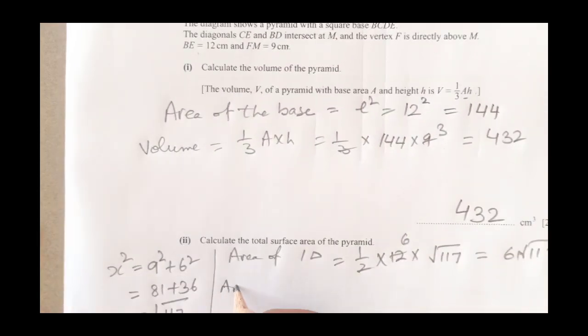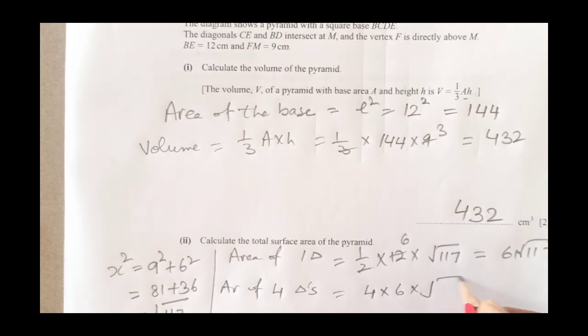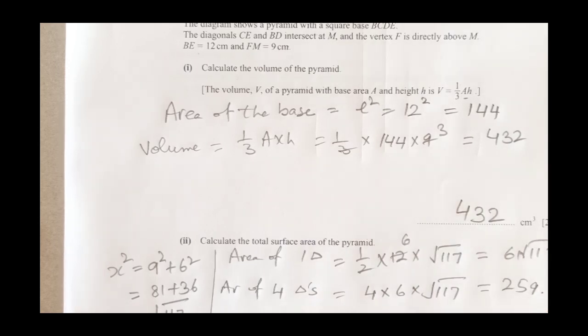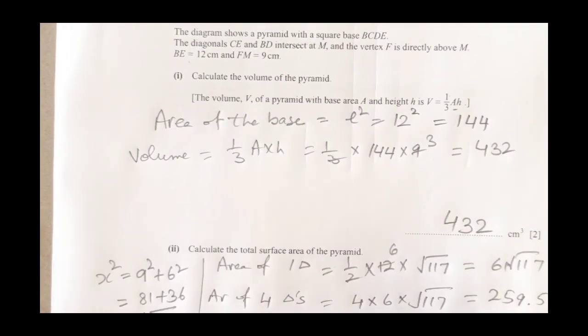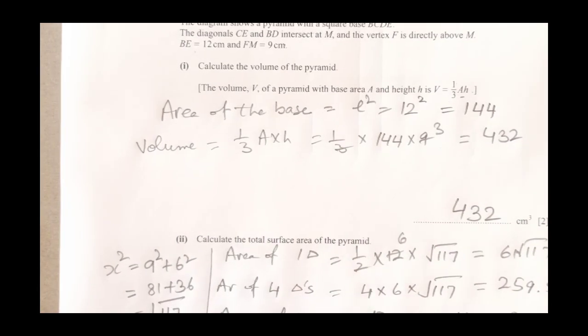We have 4 such triangles. So area of 4 triangles is going to be 4 times 6 times square root of 117. Once you calculate, this comes out to be 259.59, right? Now area of square, which is a base here, is length times width, that we have 12 times 12, that is 144 centimeter squared. This is also centimeter square.